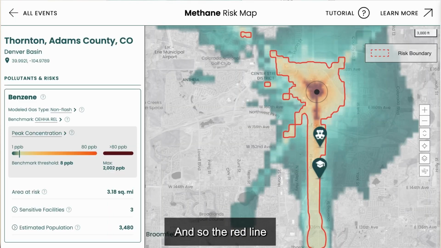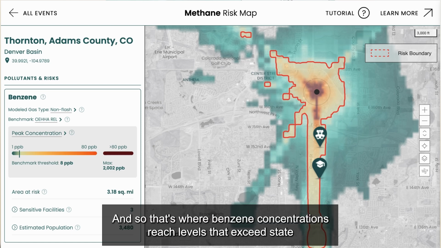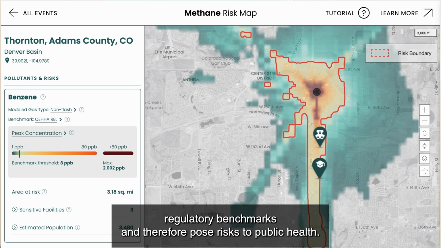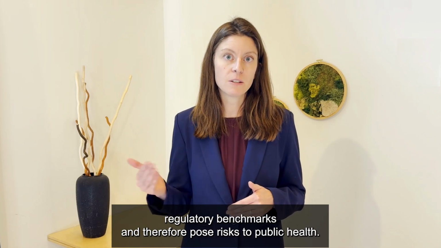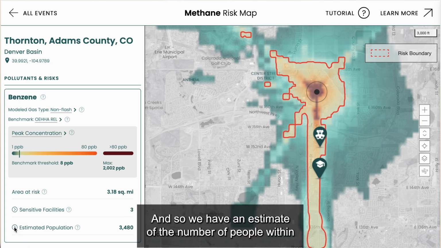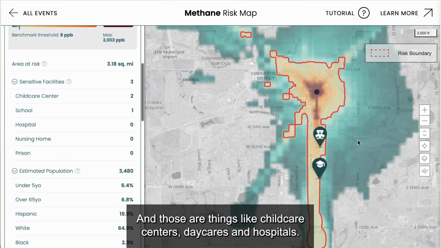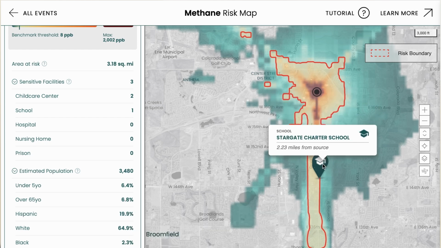And so the red line lassos what we call the health risk boundary. And so that's where benzene concentrations reach levels that exceed state regulatory benchmarks and therefore pose risks to public health. Another key feature of the tool is that we look at who is impacted. And so we have an estimate of the number of people within that health risk benchmark and the number of sensitive facilities. And those are things like childcare centers, daycares, and hospitals.